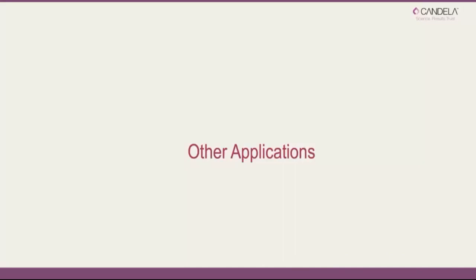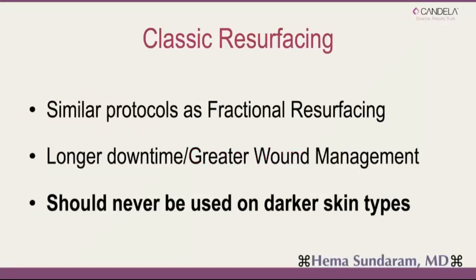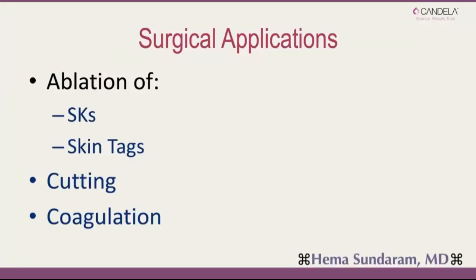What about other applications? Well, we can do classic resurfacing if we so desire. There's a school of thought now that sometimes it can be beneficial with the lighter skin types to move back to that original classic resurfacing, even though there's a longer recovery time for the patient. And if we so desire to do it, it's available on the CO2 laser, but we should never do it on darker skin types. Really, from skin type 3 onwards, I would advise extreme caution or avoidance with this. We can ablate seborrheic keratoses, skin tags, and other lesions like angiofibromas. And we can also use this device for cutting and for coagulation surgically.